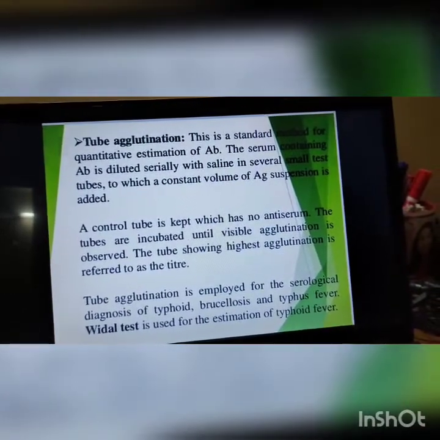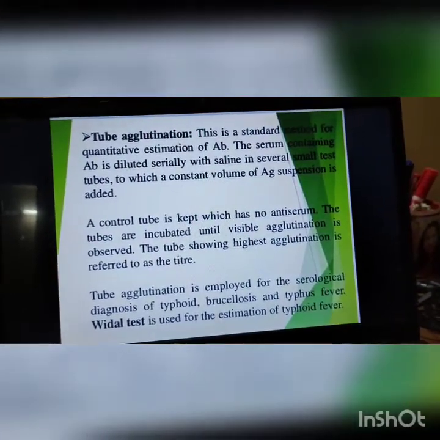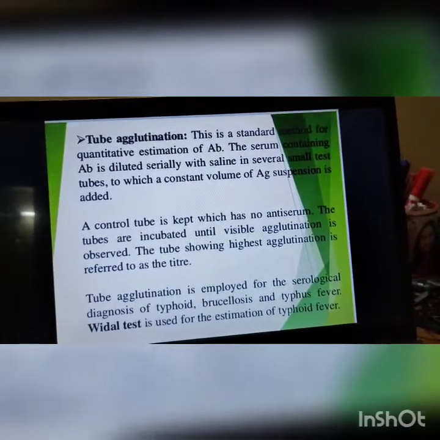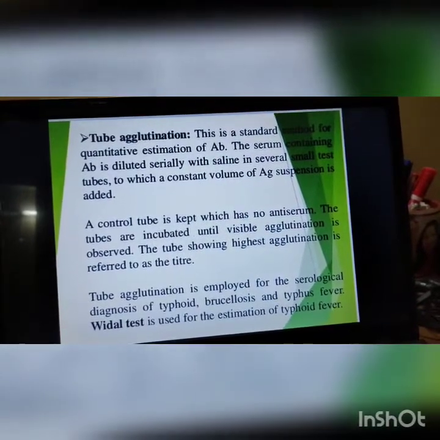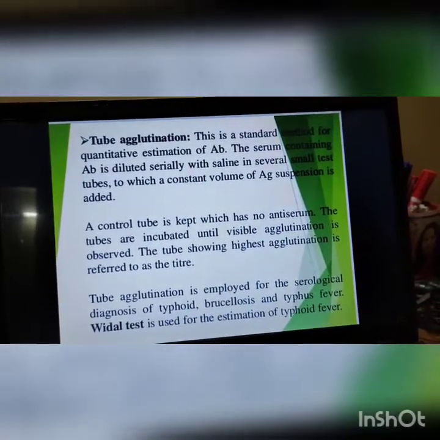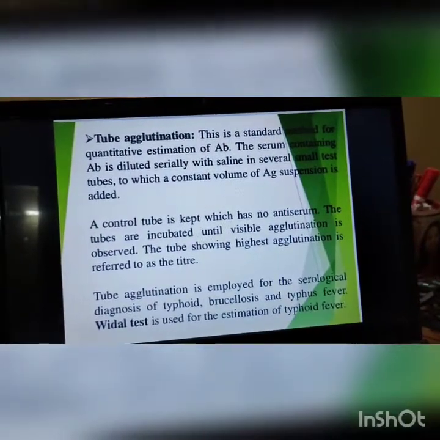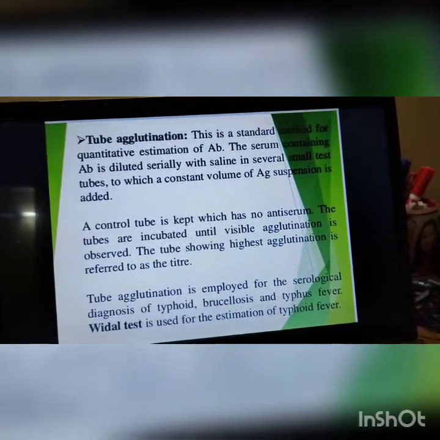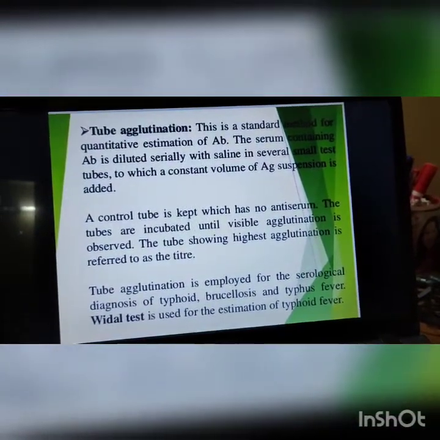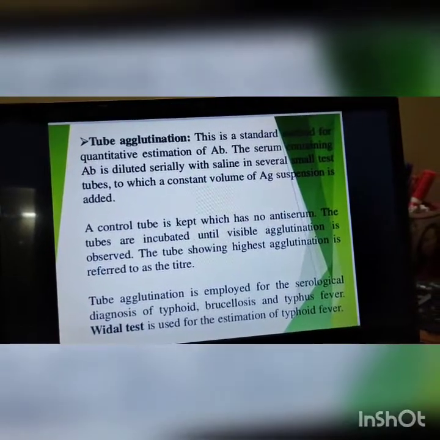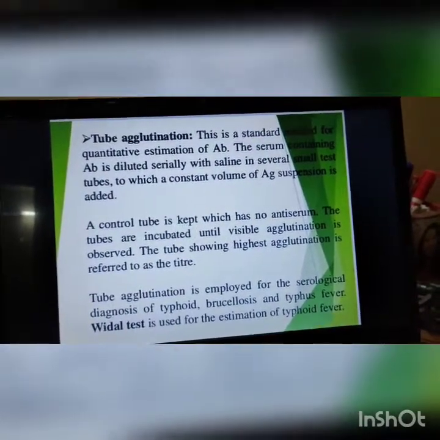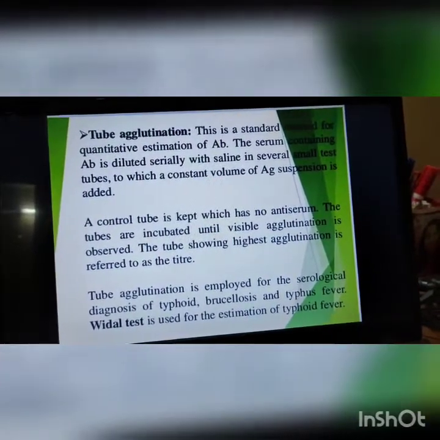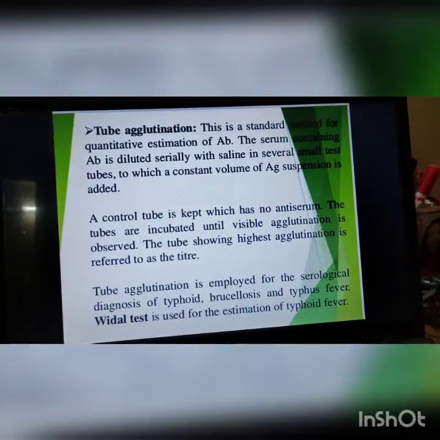The serum containing the antibody is diluted serially with saline in several small test tubes, and a constant volume of antigen suspension is added. A control tube with no antiserum is also kept, and these are incubated until visible agglutination is observed. The tube showing the highest agglutination is referred to as the titer. Titer value means the highest agglutination dilution. Tube agglutination is employed for the serological diagnosis of typhoid, brucellosis and typhus fever.